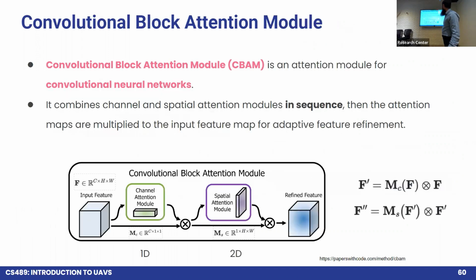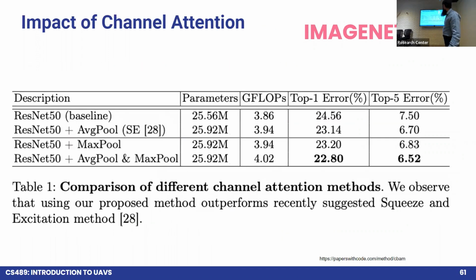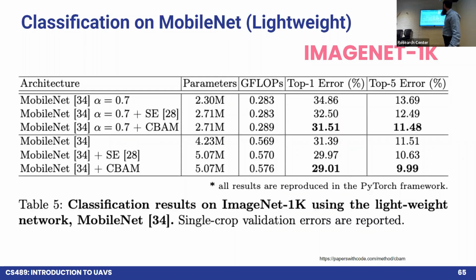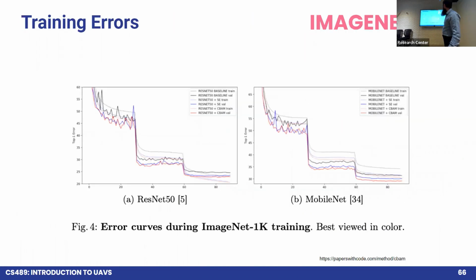We have already seen all of this. I'm going backward. Yeah, this is the curve for training error, both on ResNet and MobileNet, for different types of architecture here. So the convergence for MobileNet plus CBAM provided the lowest error for the validation. And this is for the train.